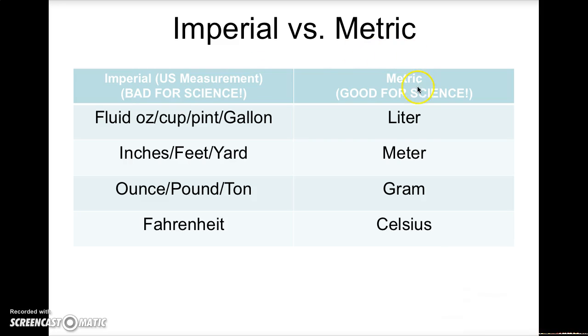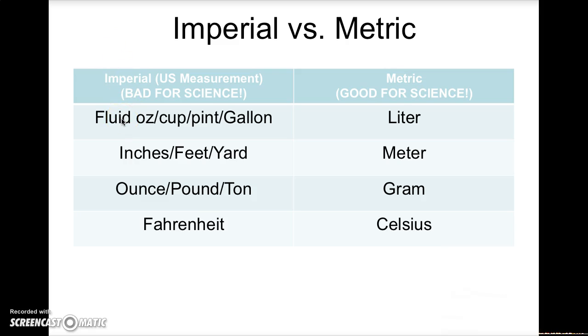The metric system, which they use in almost every other country in the world. And in science, these are good for science. These are the things that scientists use, and these allow scientists from different countries to communicate, to talk to each other, and have the same system of measurement. But let's start on the left-hand side here.